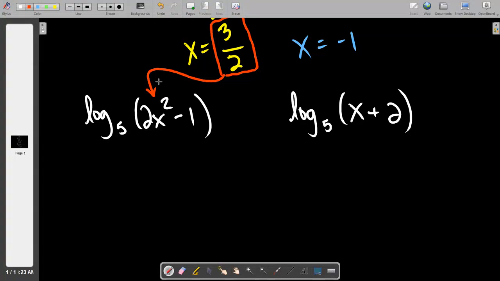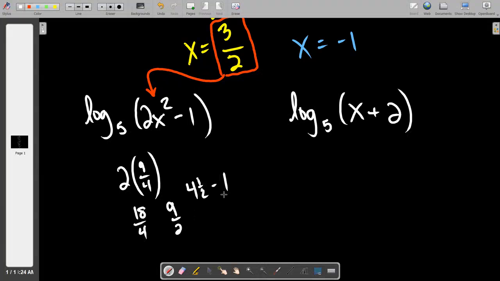If you put 3 halves in place of that x, it will now say 2 times 9/4. That's the 3 being squared and the 2 being squared. That's how you square a fraction. And 2 times 9/4 is equivalent to 18/4, which reduced is 9 halves. And 9 halves is the same as 4 1/2. And 4 1/2 minus 1 is what? 3 1/2, which last I checked is a positive number. He passed the first test.